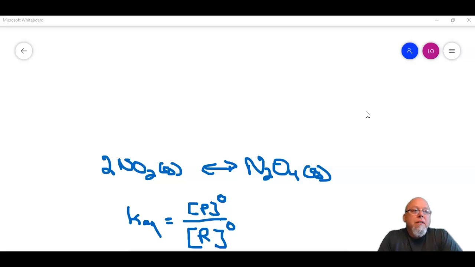Chemical equilibrium is a state of balance in which the rates of opposing chemical reactions are exactly equal. Remember, just focus on rates, the rates of chemical reaction, the rates of the forward and reverse reactions.